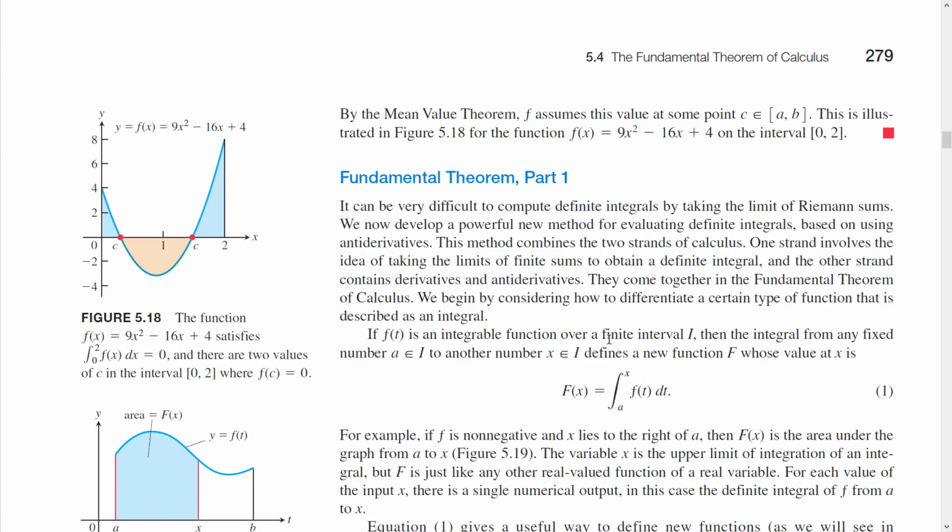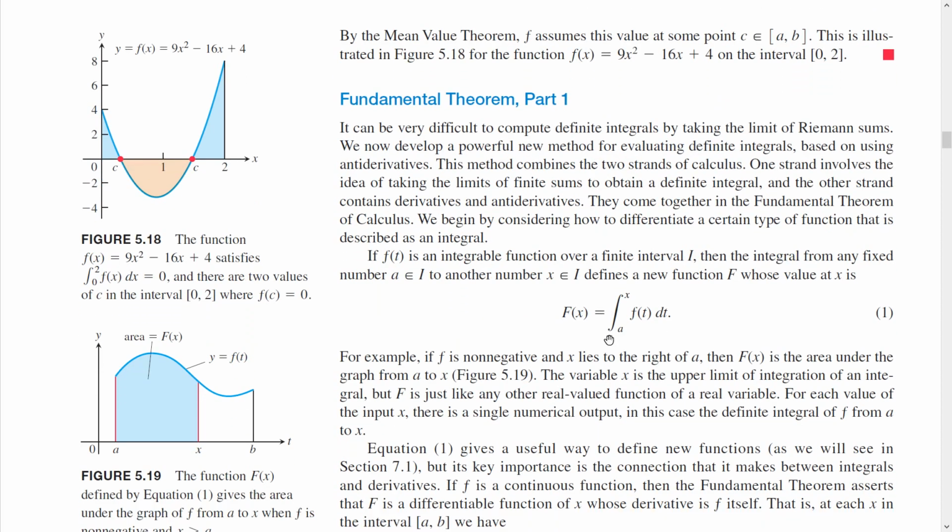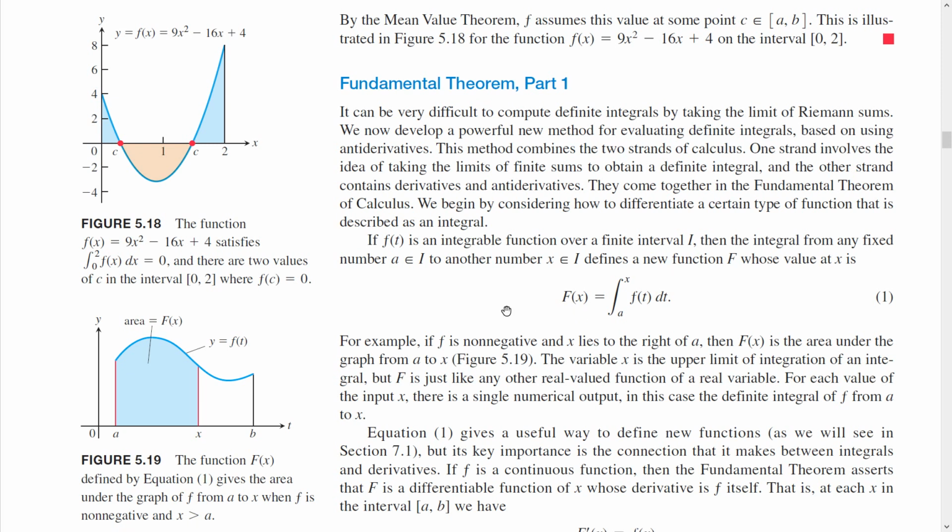Our next theorem is the Fundamental Theorem, part 1. First, see the equation F(x) is equal to the integral from a to x of f(t) dt. Now F(x) gives us the area under the curve f(t) from x equal to a to any value of x. So this gives us area as a function of x.